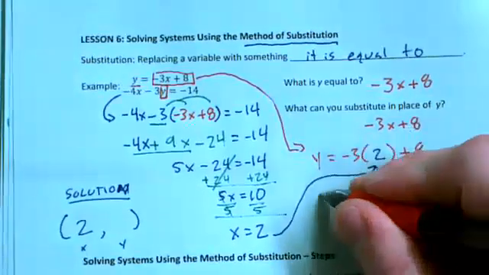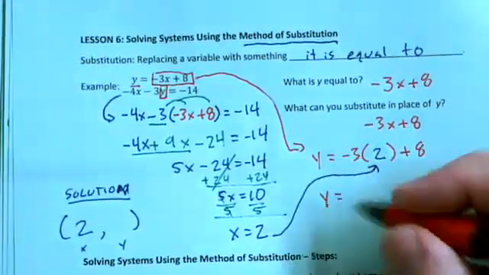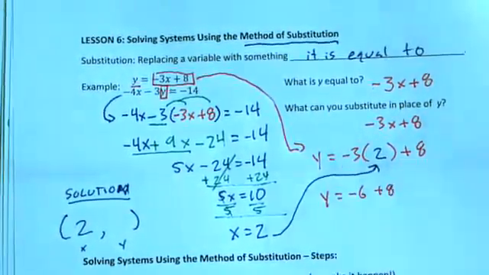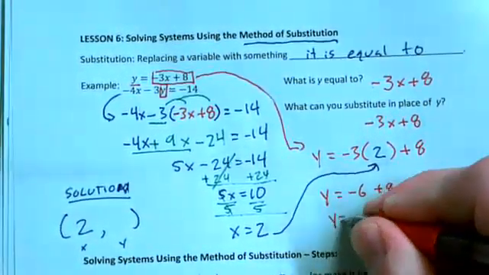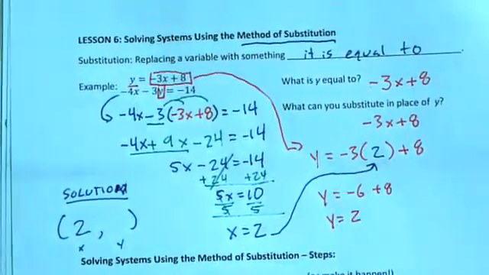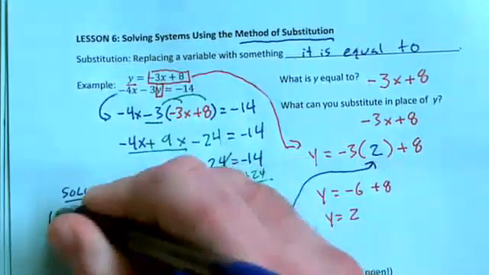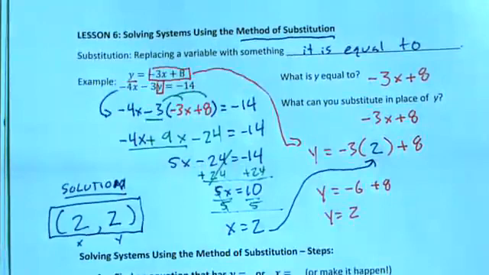So now I can go ahead and solve this. Y equals negative 3 times 2 is negative 6. And negative 6 plus 8 is 2. So it turns out that our y solution is also 2. So we have an x, we have a y, and now we have our final solution. Go ahead and pause the video, look that over, make sure you understand all the steps, and then we'll move on.